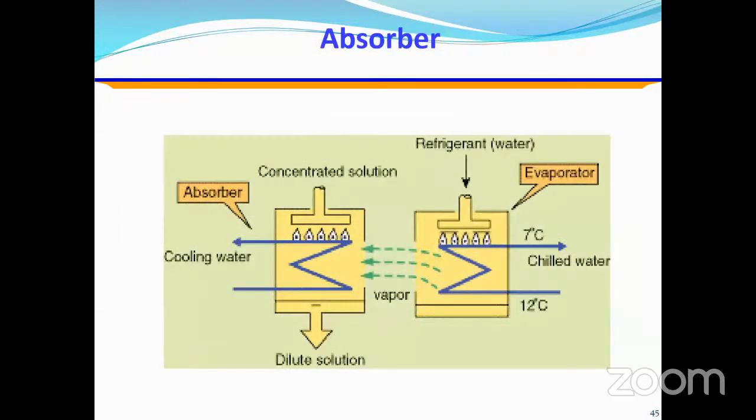So this is the cycle diagram. So here, evaporator and absorber. So the absorber absorbs the heat from the chilled water.